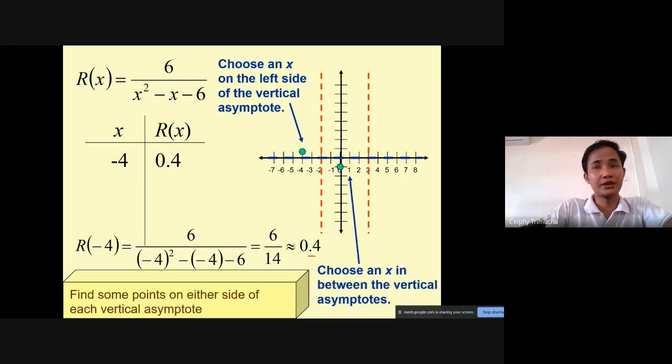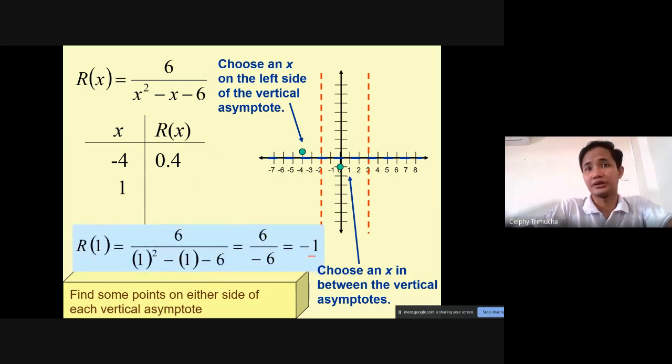Next, choose an x between the interval. Okay, we find the value of x. For example, we have positive 1. If we substitute that value, it will be equal to negative 1.